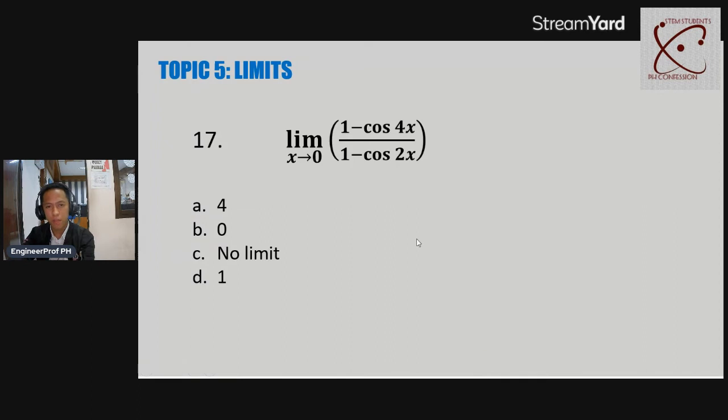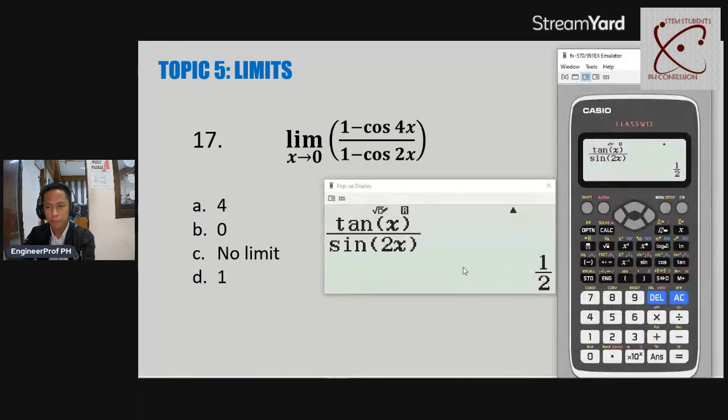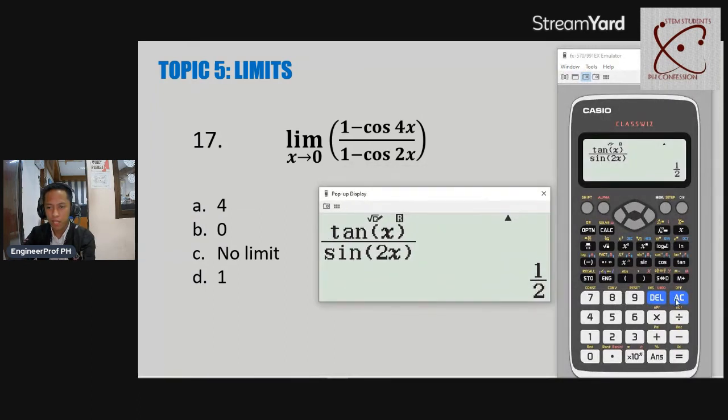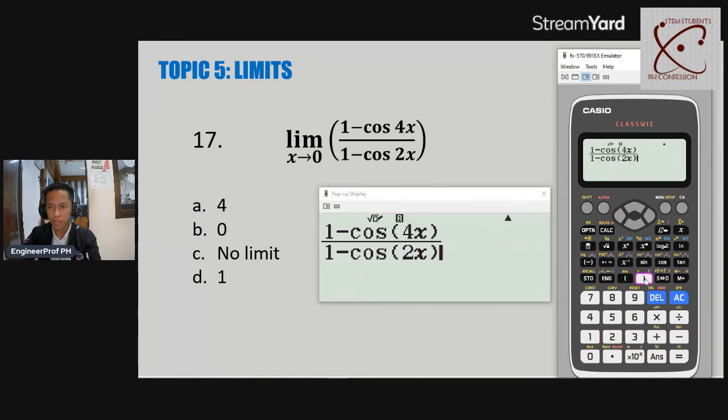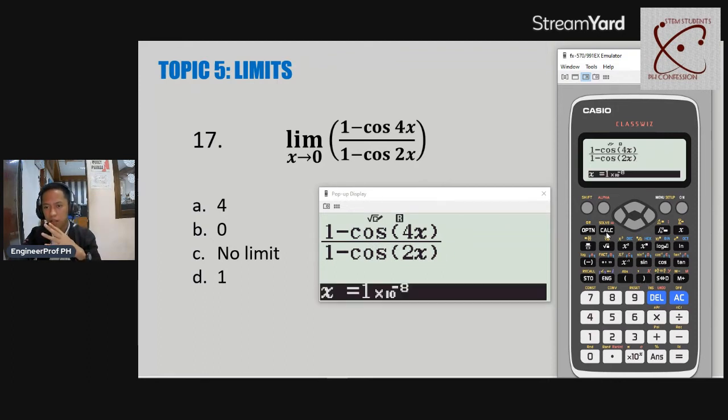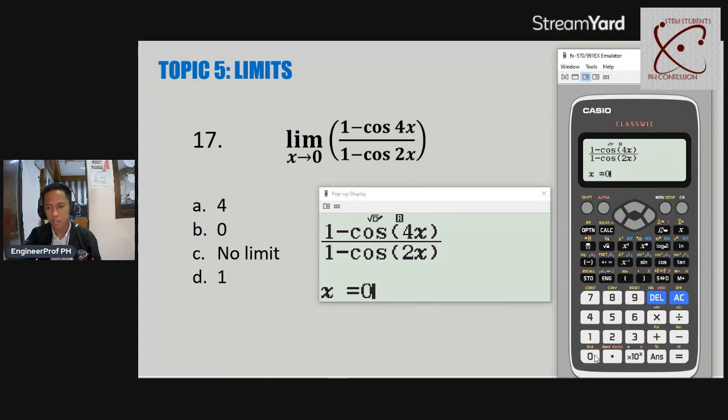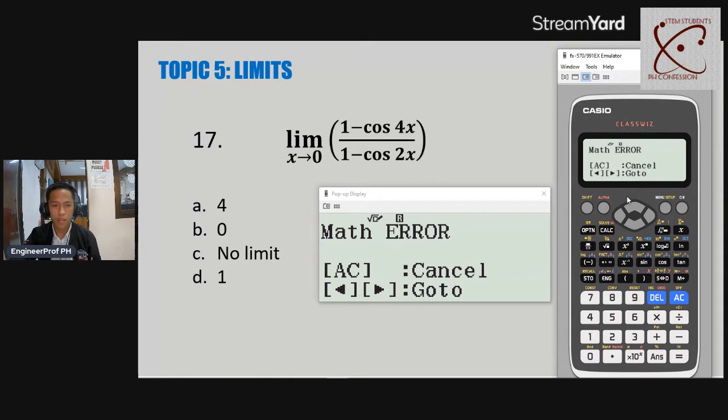Ayun. So, for the 17th problem, input lang natin ulit. So, make sure naka-radian. Ayan, naka-radian na siya. So, 1 minus cosine 4x alpha x all over 1 minus cosine 2x alpha x. Ayan. So, press natin si CALC. Magtatanong ulit siya, ano ba yung value natin ng x? So, let's say, lagay mo 0. So, basically, math error yun, di ba?